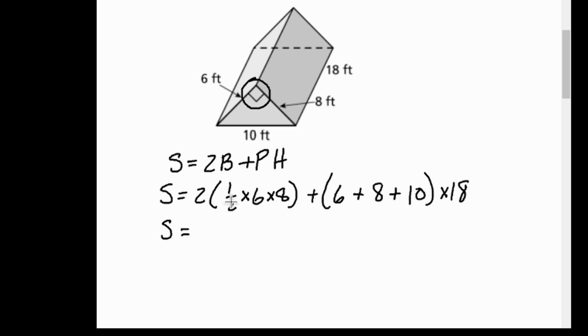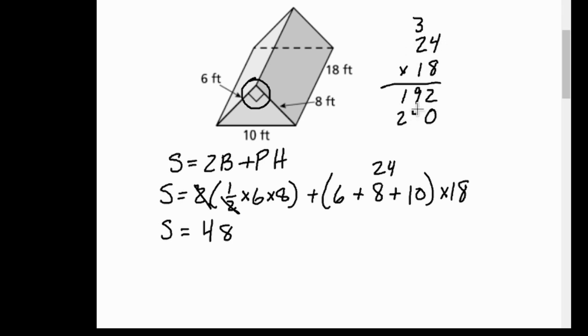So finishing this up, we have 2 times 1/2. Those effectively cancel each other out since half of 2 is 1. 1 times 6 times 8 is 48. 6 plus 8 plus 10, that's 24. And then we need to do 24 times 18. So 24 times 18, 8 times 4 is 32. That gives 8 times 2 is 16, plus 3 is 19. Put a 0 here. 1 times 24 is 24.